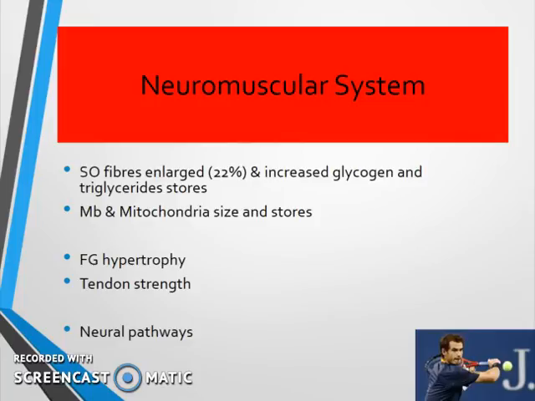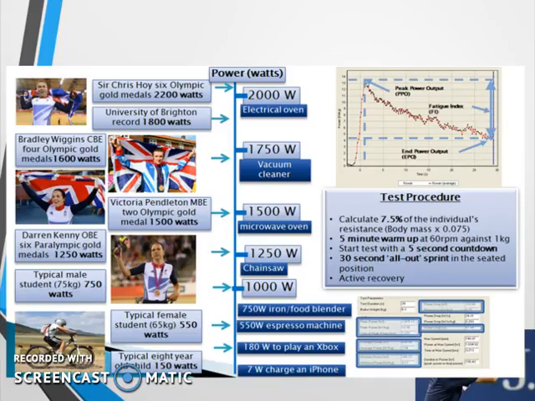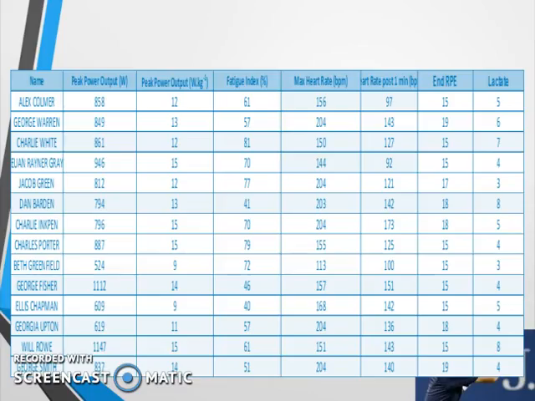So, the neuromuscular system. This is a graph to show the power output of what you would do in the Wingate. In the Wingate test, you are measured on how much power you output, and this shows what you were able to power. These are some of the results we got from Brighton University, showing what our power output is. As we can see here, here's our power output in watts, and here's our peak power output in a lower one. As we can see, it's a lot lower.